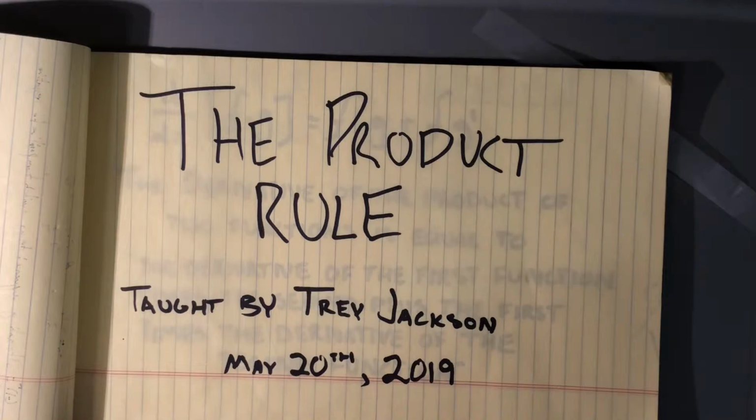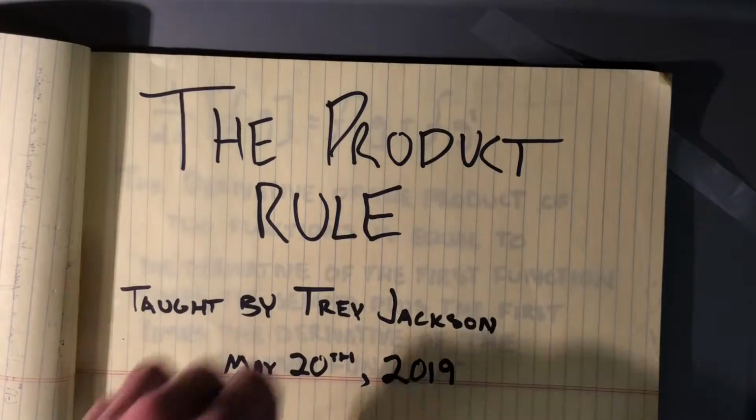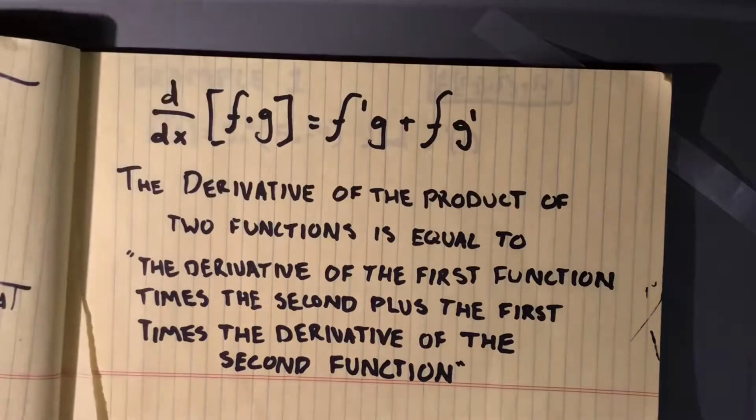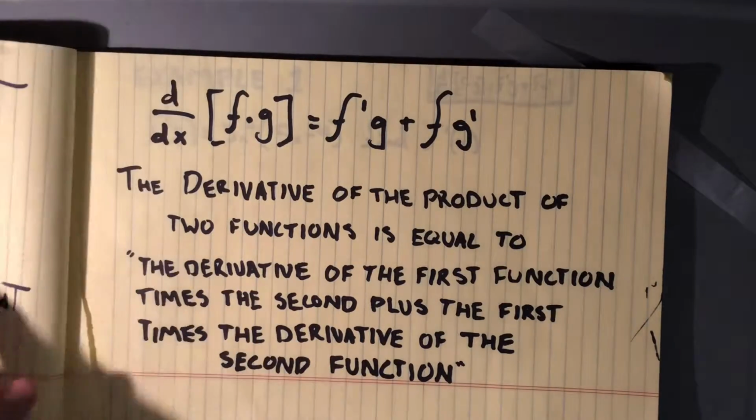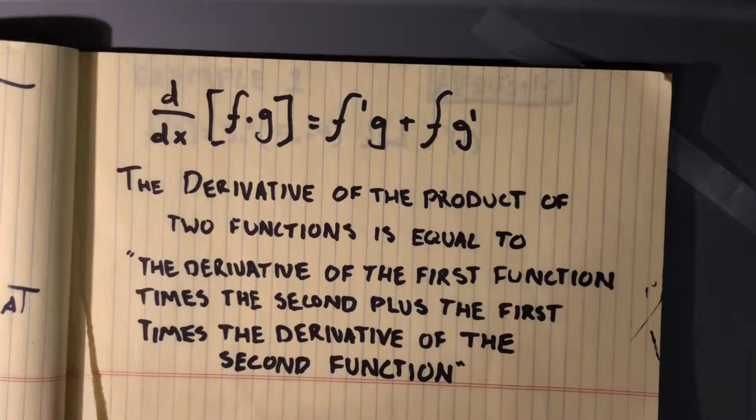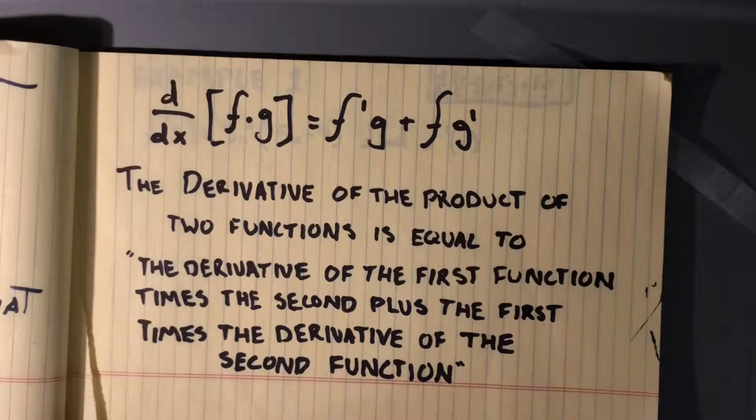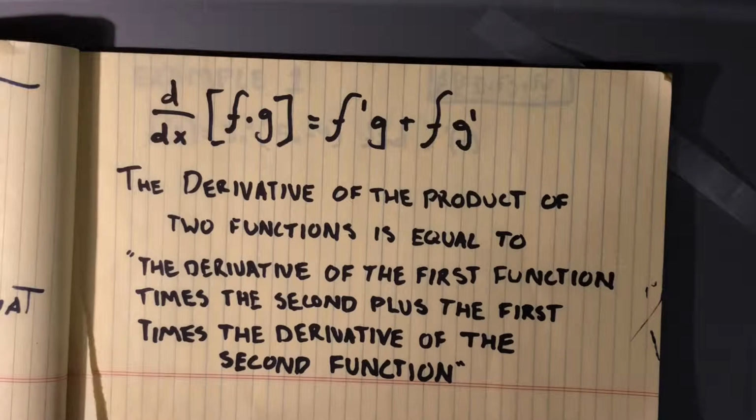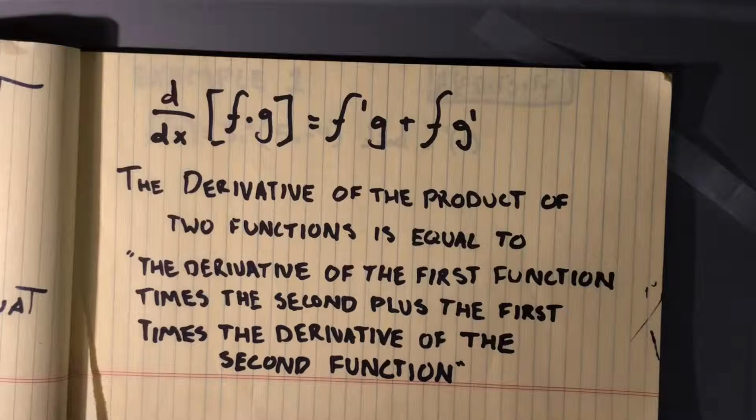Hello, welcome to Calculus AB, the product rule for a derivative on May 20th, 2019. The product rule states that the derivative of the product of two functions is equal to the derivative of the first function times the second, plus the first times the derivative of the second function.